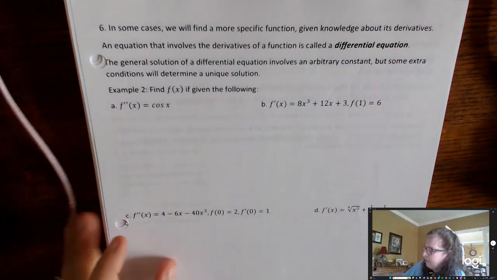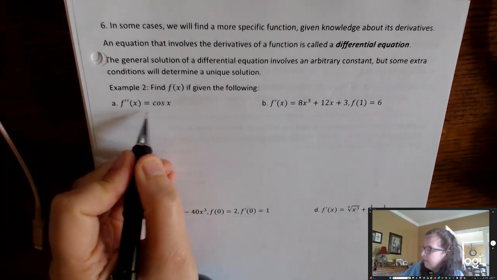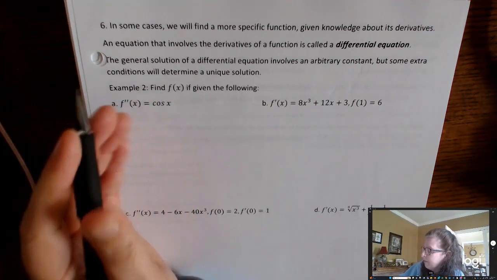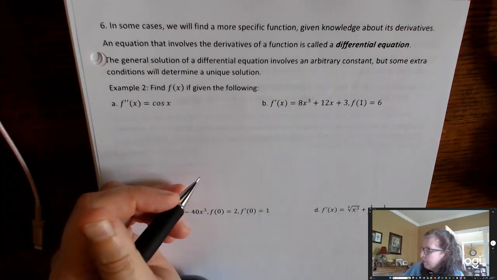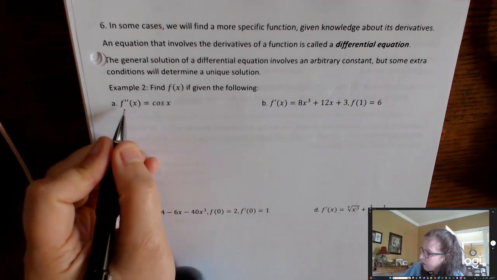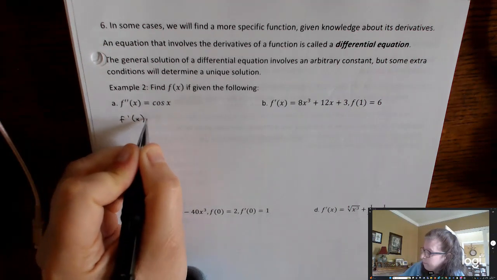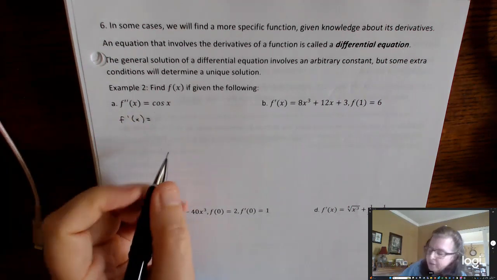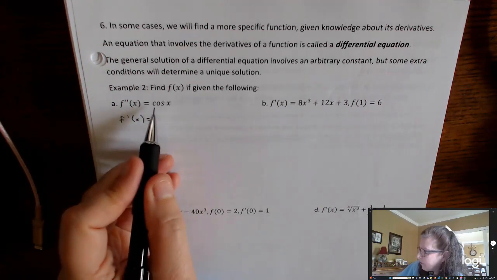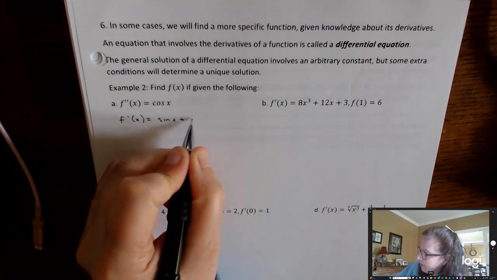Okay, so let's start with this first one. Here you're given a second derivative, and we want to find f of x, the original function. So we have to work backwards. If we have the second derivative of f, we can find the first derivative by taking the antiderivative of cosine. When you're taking the antiderivative of cosine, it is sine of x, but then you have that plus c.